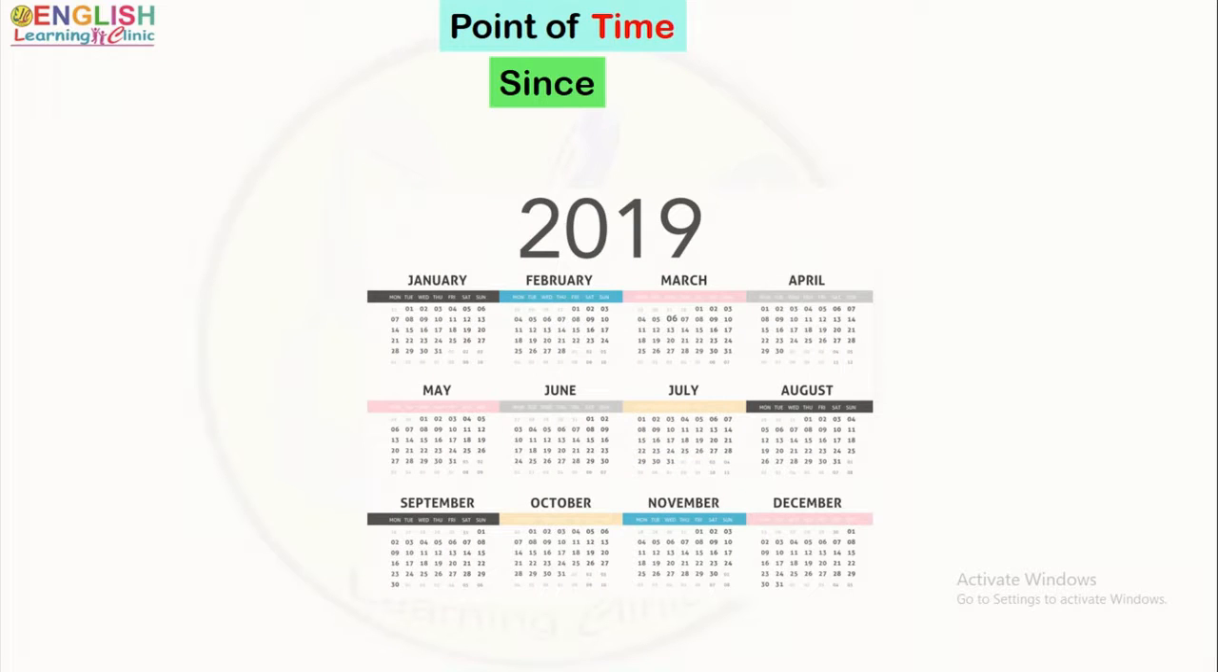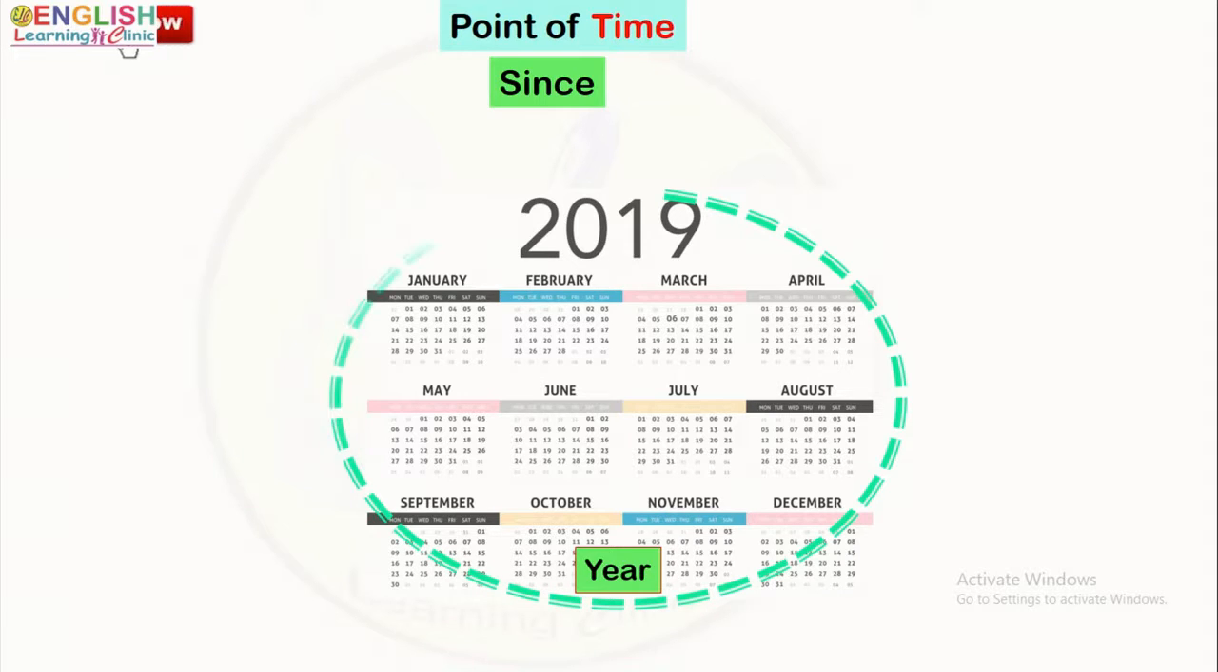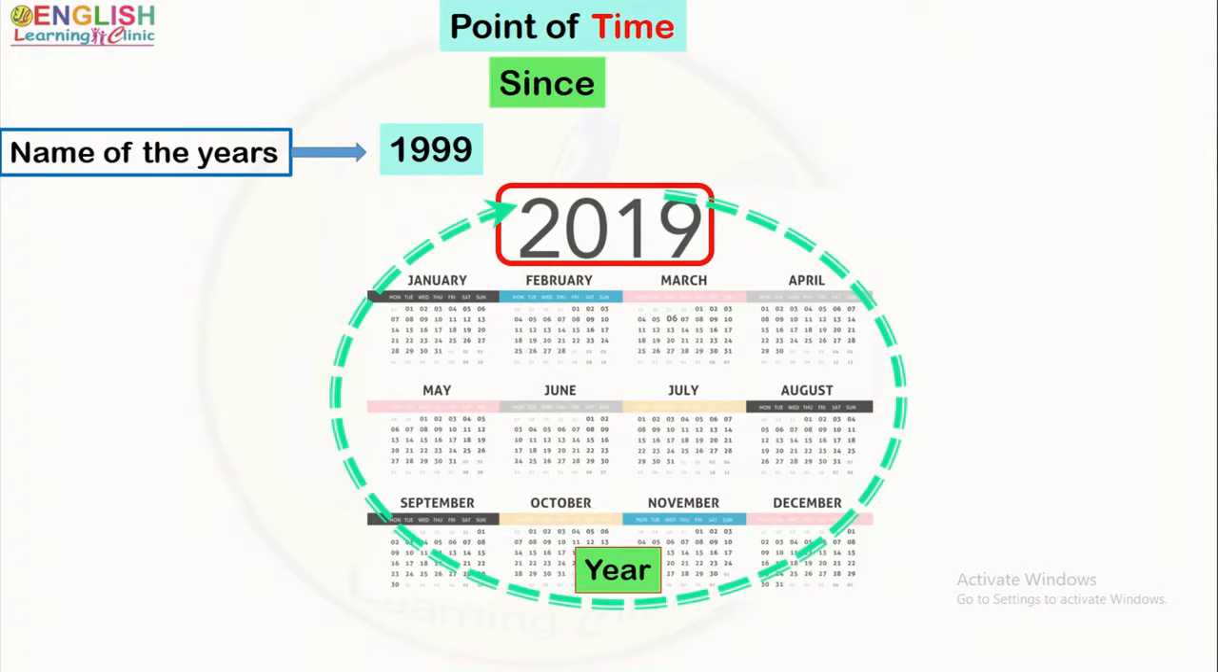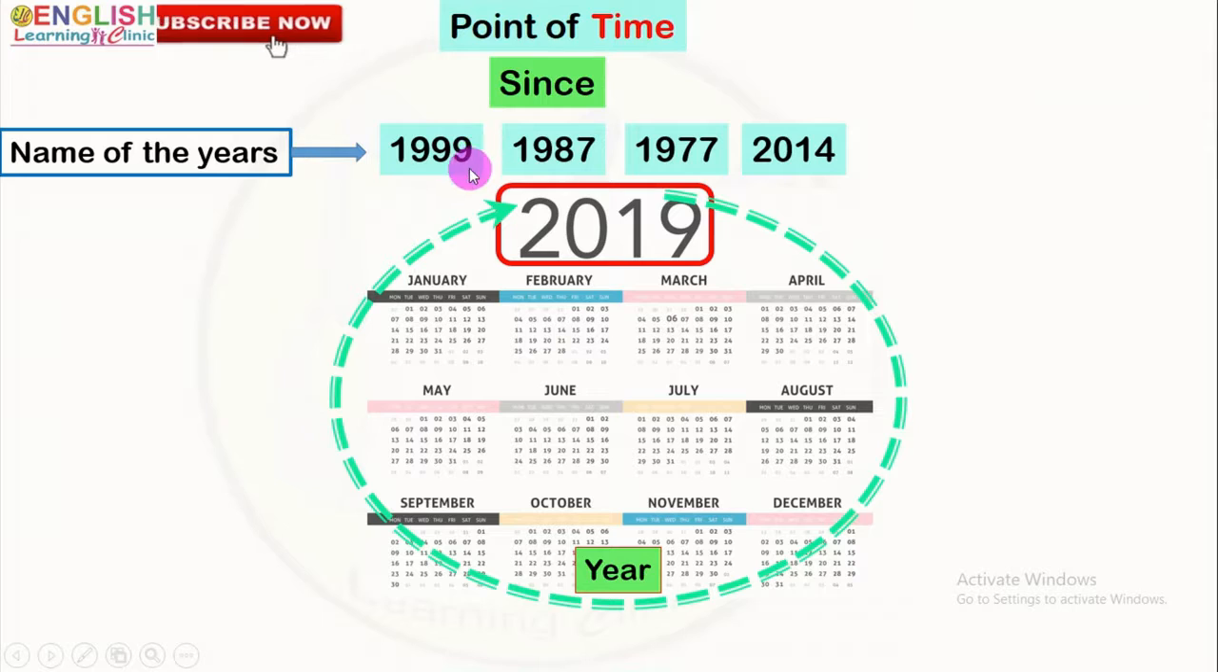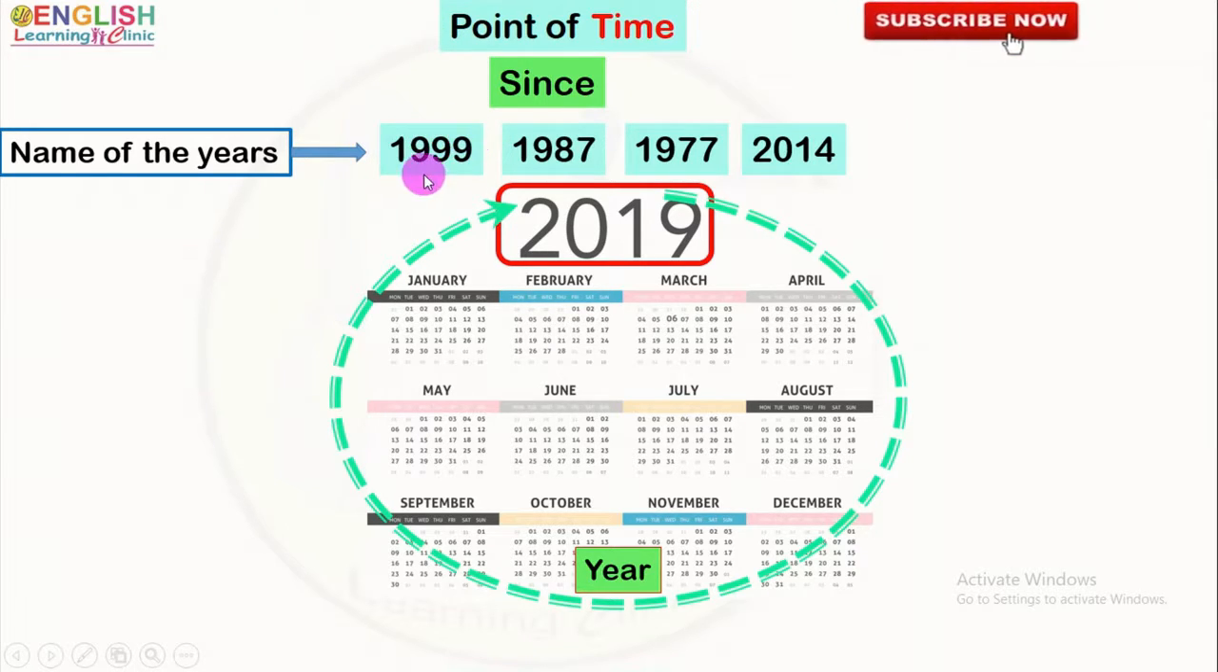This is a whole year, that is a period of time. It indicates the duration of action. So no specification is mentioned here. The name of the year, that is 2019, is also a point of time. For example, he has been playing cricket in this club since 1999. It indicates the starting point of his action of playing. So, it is the point of time.